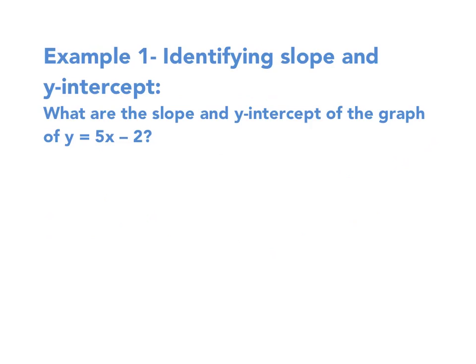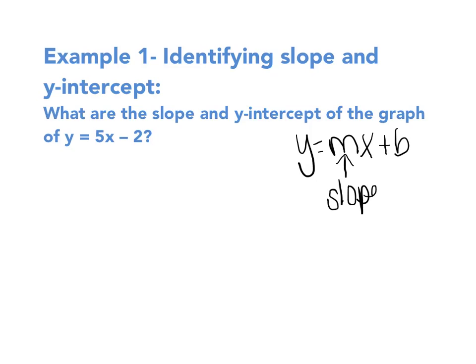So let's identify the slope and y-intercept in this equation. What are the slope and y-intercept of the graph of y equals 5x minus 2? Now remember, we have y equals mx plus b. That's our standard slope-intercept formula. And again, m is slope and b is y-intercept. So I just need to see where those pieces are in this equation. And the slope is always going to be the coefficient of the x. So even if this was written as negative 2 plus 5x, the slope is still the coefficient of the x, even though the order is changed in the equation.